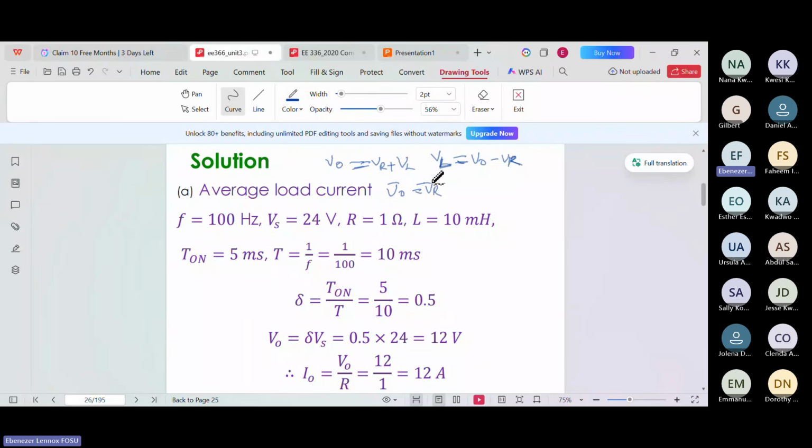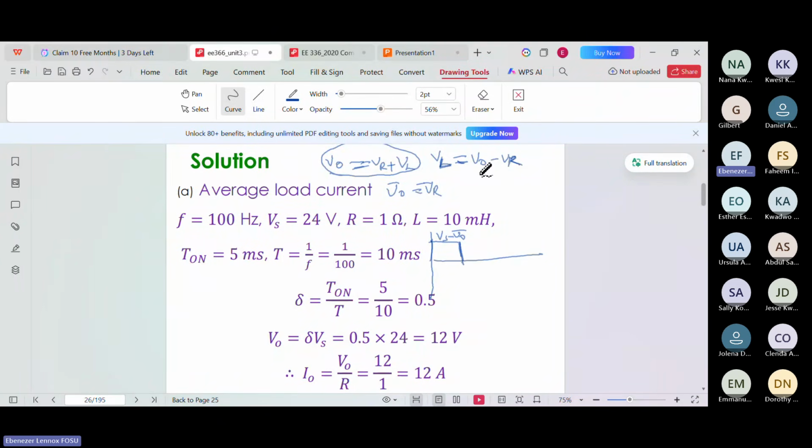So let me just draw the waveform like this. During the time that the switch is on, VL will be equal to V naught minus VR, right? But during the time the switch is on, V naught is Vs. So we are going to have Vs minus V naught average. Do you understand this one? You understand this formula, right?